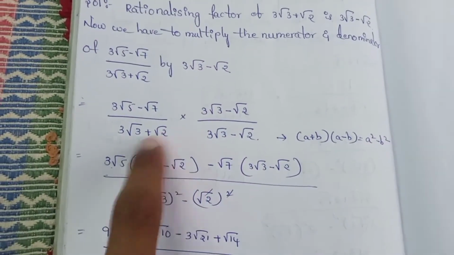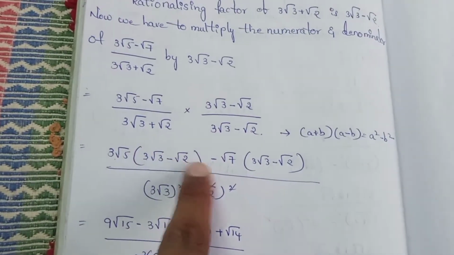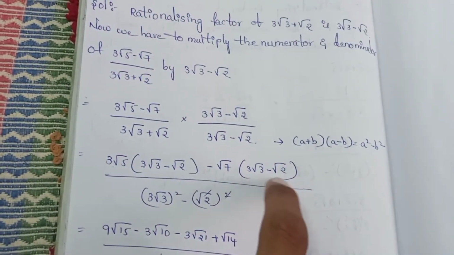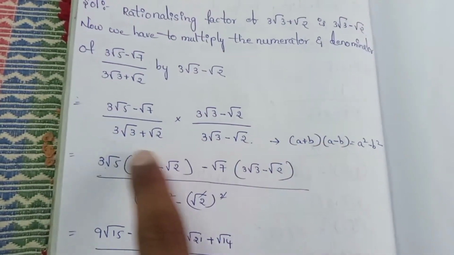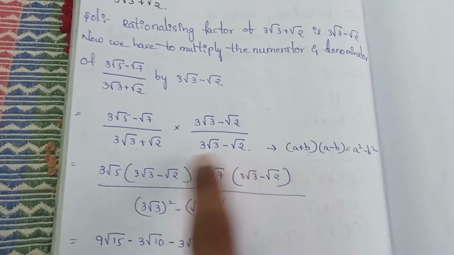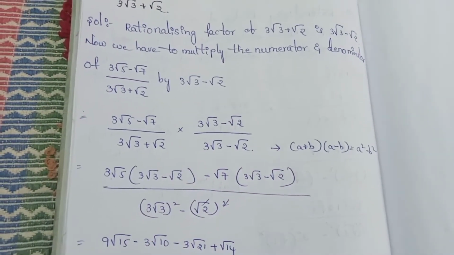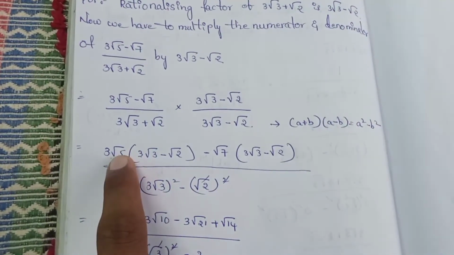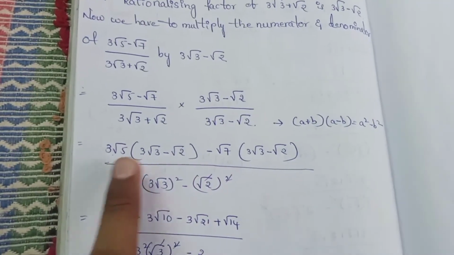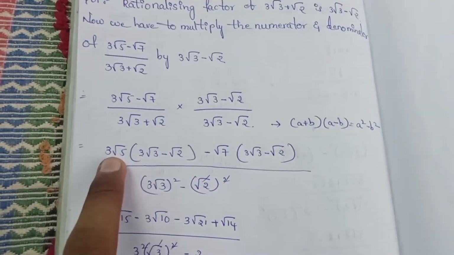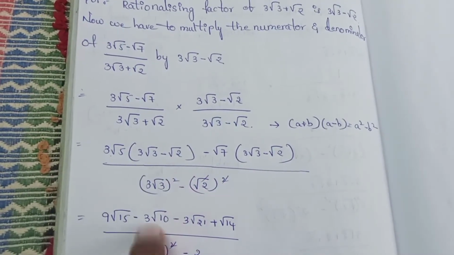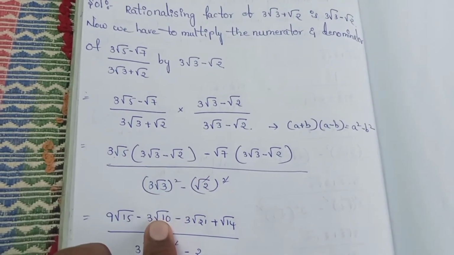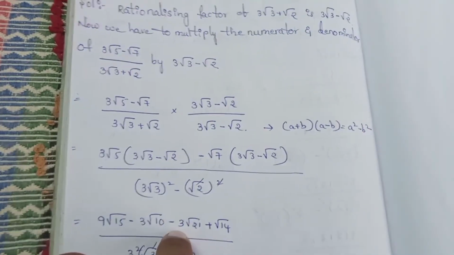3 root 5 into the whole 3 root 3 minus root 2, again next minus root 7 into the whole 3 root 3 minus root 2. See, a square means 3 root 3 whole square minus b square means root 2 whole square. Square and root cancel. See, 3 threes are 9, root 5 into root 3, the roots combine: root 15. 9 root 15 minus 3, a single term is not present so we write 3 only, minus, root 5 into root 2 means root 10, 5 twos are 10. So minus 3 root 10.